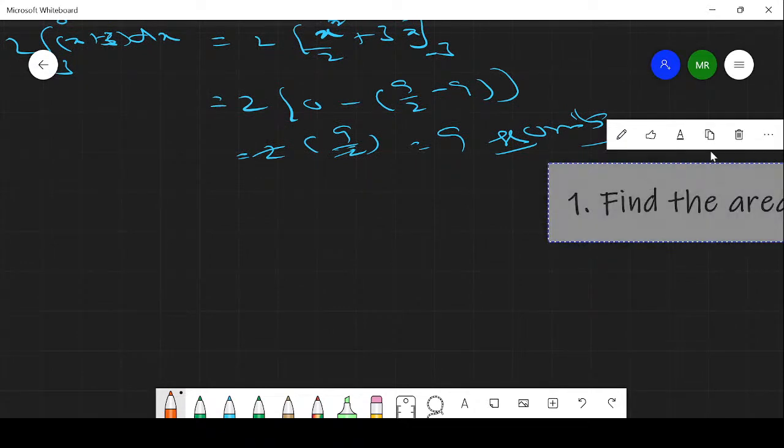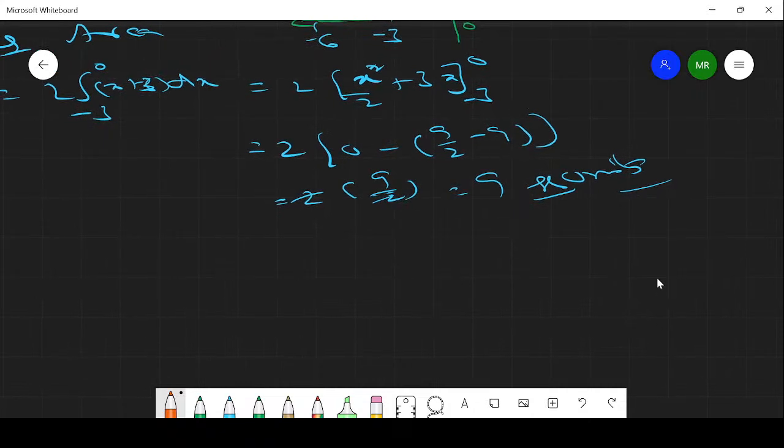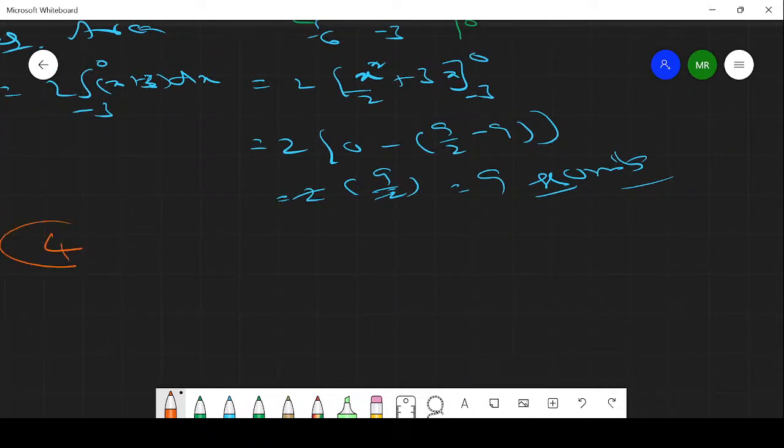Alright. Next, the fourth problem. Find the area bounded by the curves, the set of x comma y such that y is greater than or equal to x square and y equal to mod x.